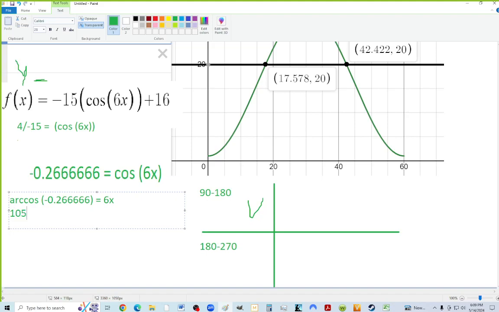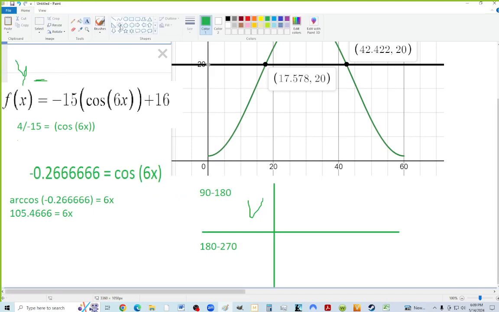105.4666 is equal to 6x. Where is 105.466 on the Cartesian 360 degrees graph? It's in quadrant 2. So our calculator spit out the first angle, this angle here, from here all the way to here, which is an angle of 105.46.